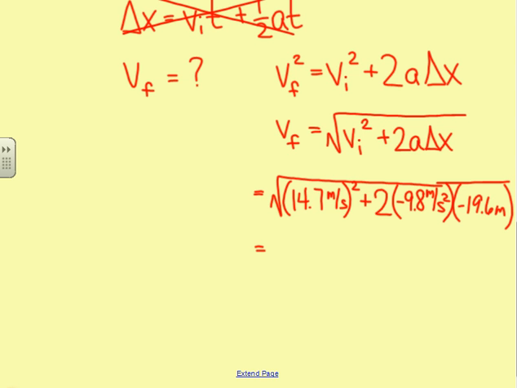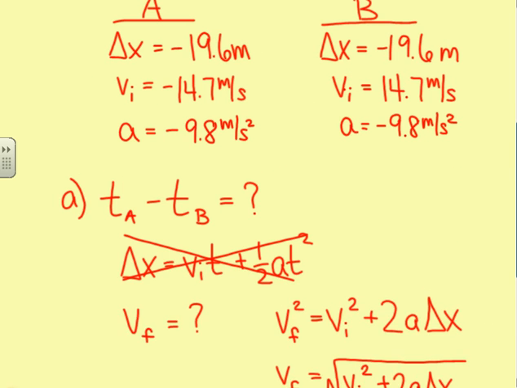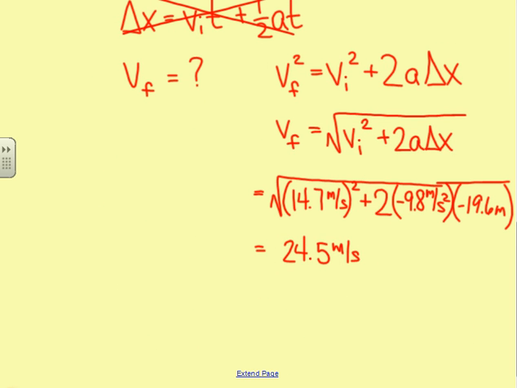When I plug this into my calculator, I get 24.5 meters per second. Now, I use the positive initial velocity in that case. But ball A has a negative initial velocity because it says it was thrown downward. Well, really, it doesn't matter, because if I put a negative sign in this equation, that negative sign gets squared, so it goes away. So this is the final velocity for both balls A and B.